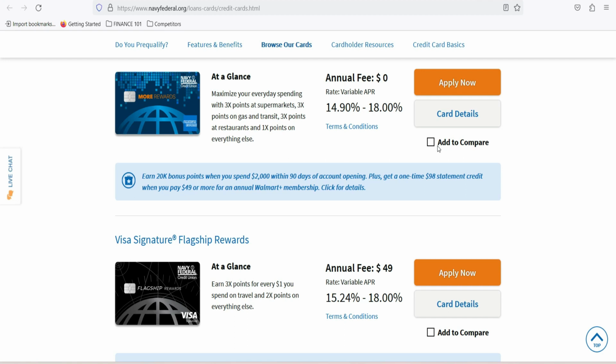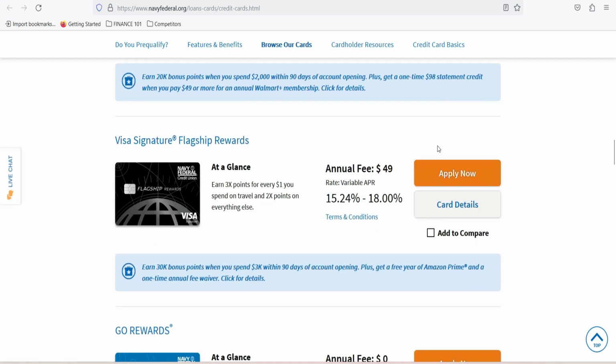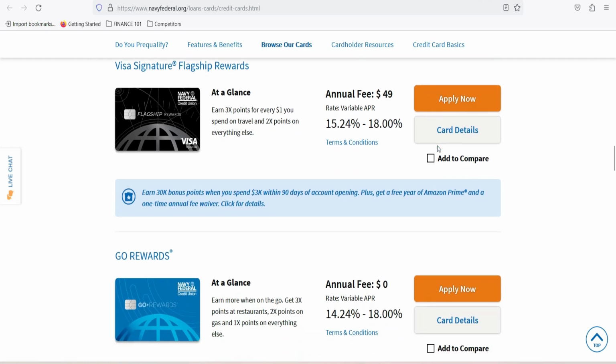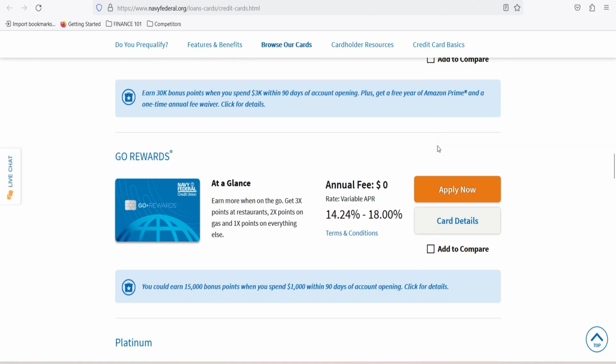People's opinions on Navy Federal Credit Union credit cards. Opinions on Navy Federal Credit Union credit cards are generally positive, with members highlighting various aspects of their experience. Positive opinions. Generous credit limits. Many members appreciate Navy Federal's willingness to provide substantial credit limits, offering them the purchasing power they need. Competitive interest rates. The credit union's competitive interest rates are often cited as a significant advantage, especially for those who carry a balance.